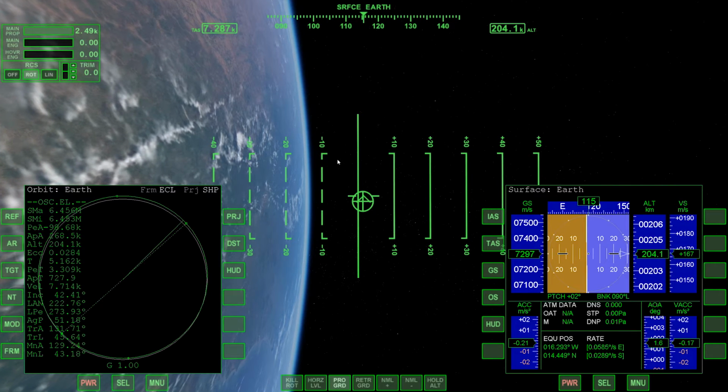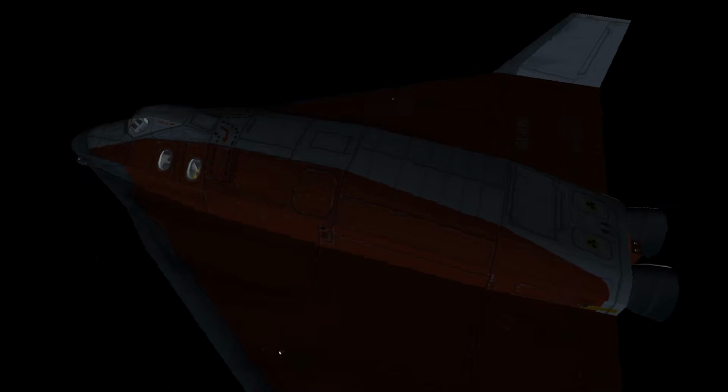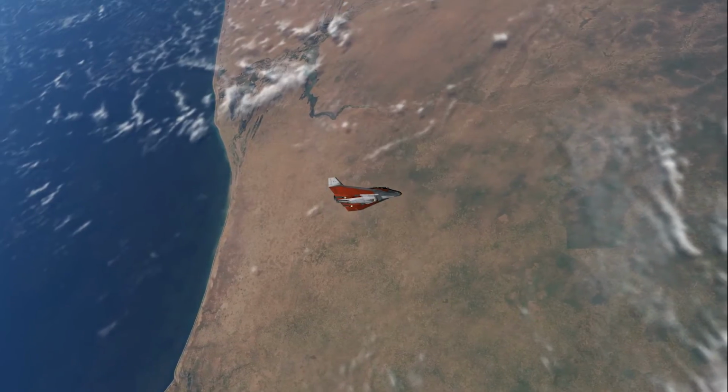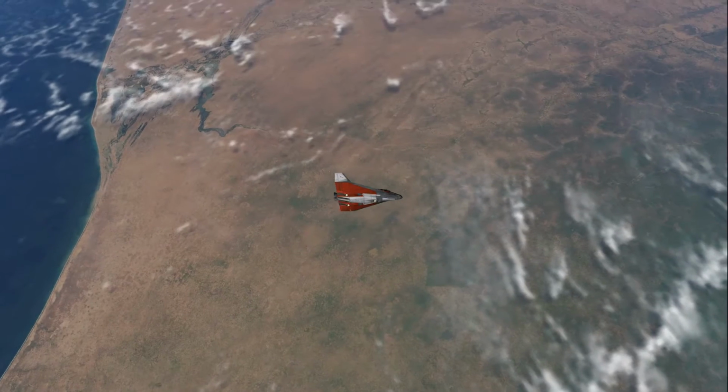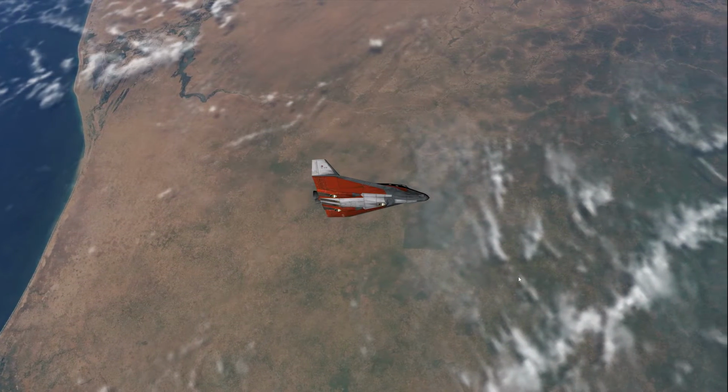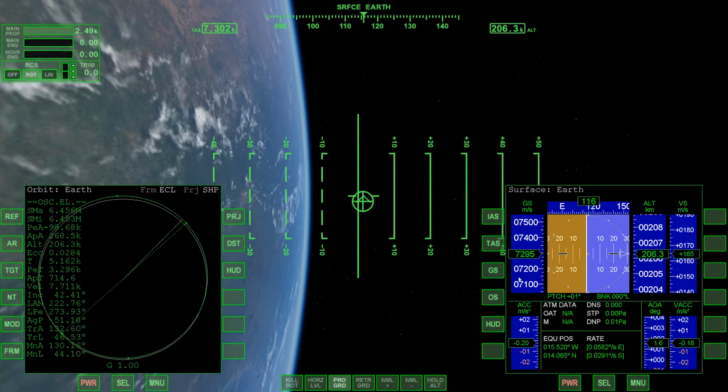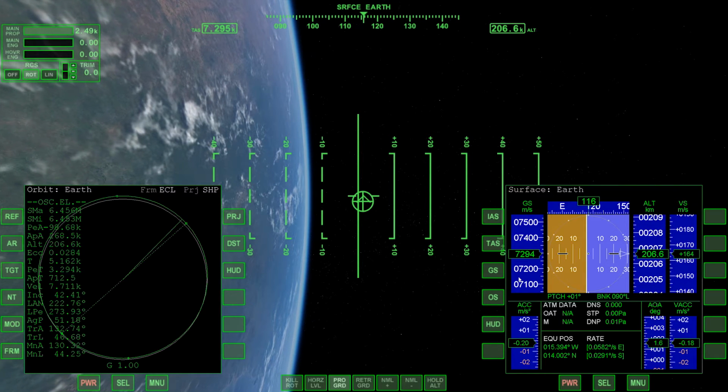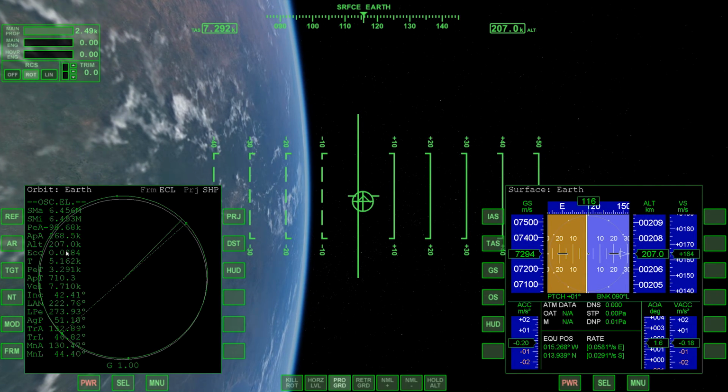Normally I start off at a very low orbit, but actually I'm at a very high orbit, which is cool because you get to see the continents a little bit more. But I'm in a very, very high orbit, by the way. All right, so let's go ahead and fix this periapsis.